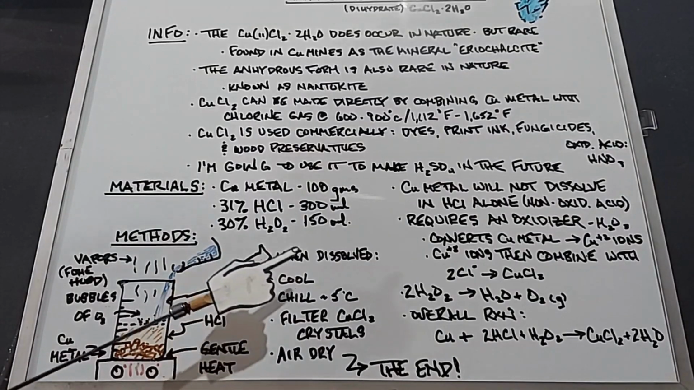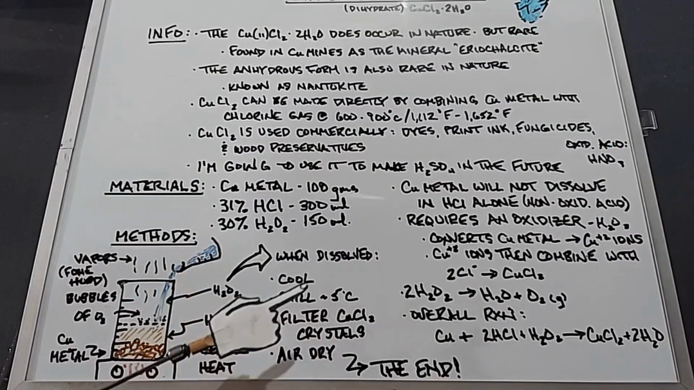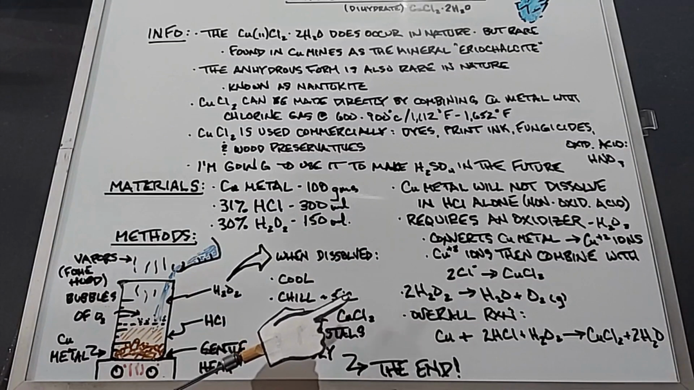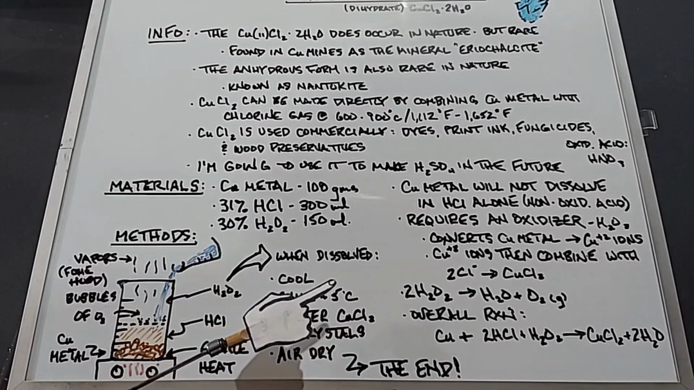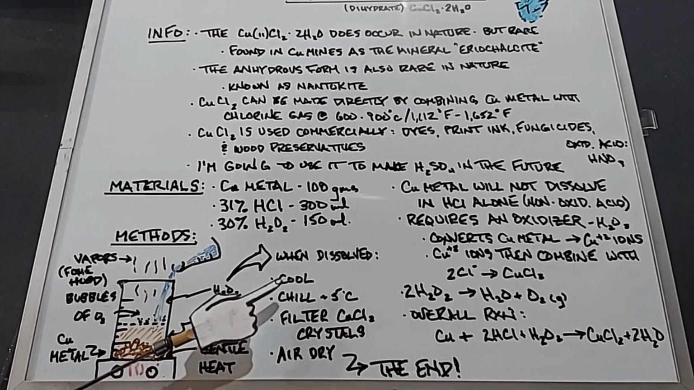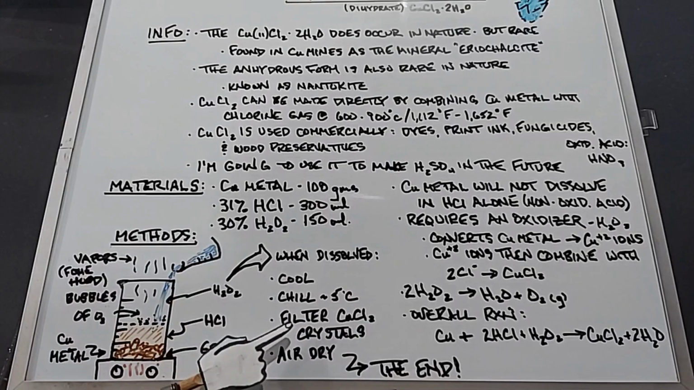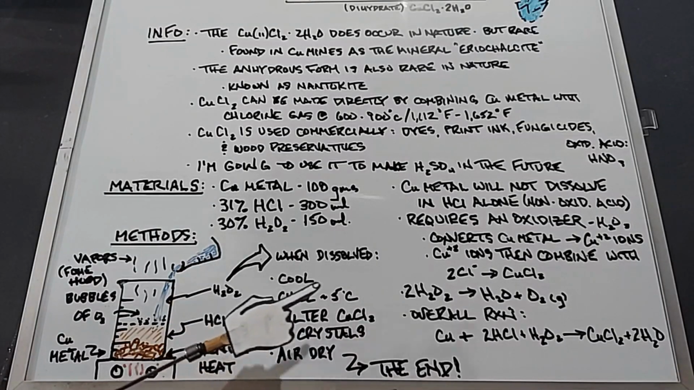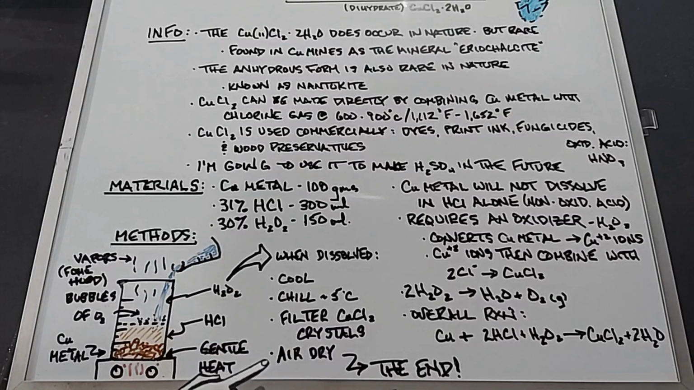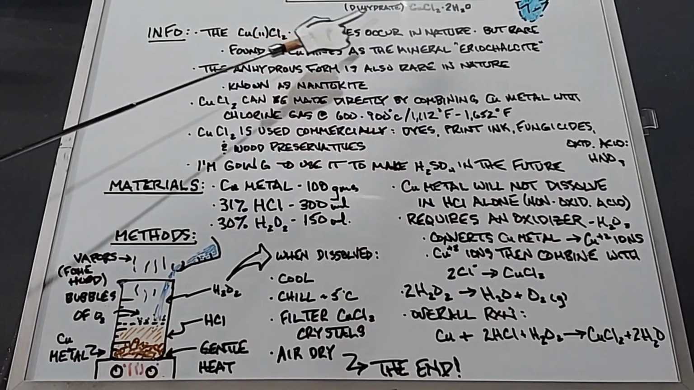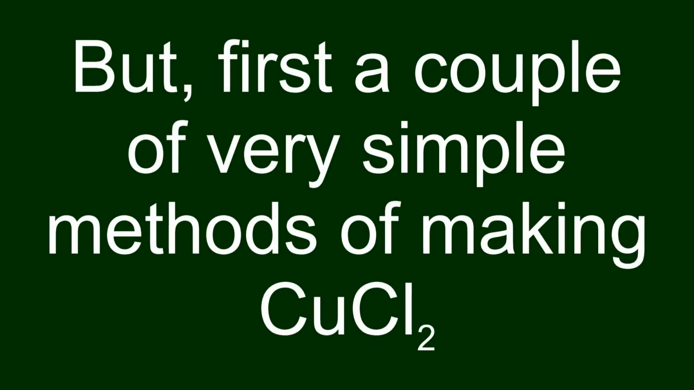When all of the copper is dissolved, we'll cool it down and then chill it to approximately 5 degrees Celsius, during which time the copper 2 chloride crystals should start to crystallize out of the solution. We'll then filter the copper 2 chloride crystals, probably wash them with either a little acetone or ethanol, and then definitely air dry them. I don't want to overheat them and produce the anhydrous form. And that's it. We're at the end. So let's go to the beginning and make our copper 2 chloride dihydrate.